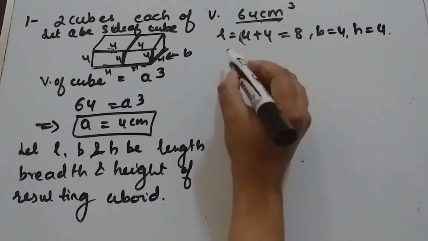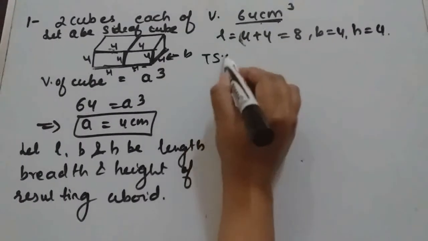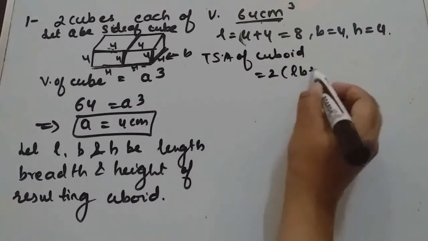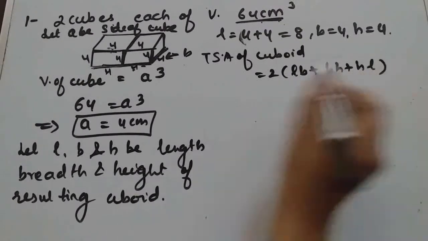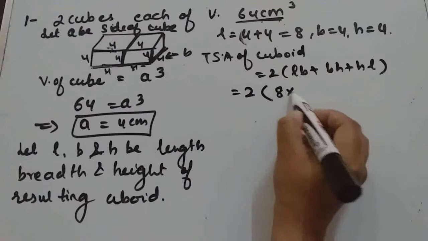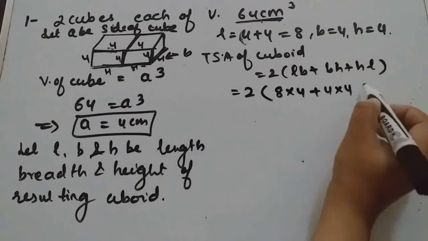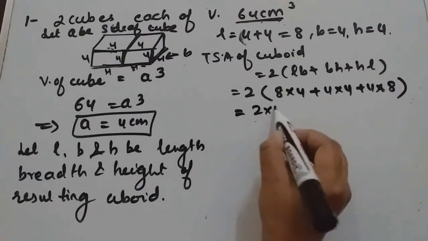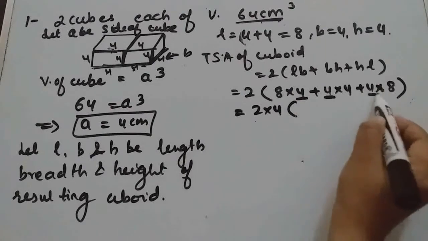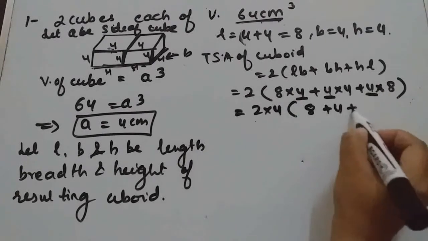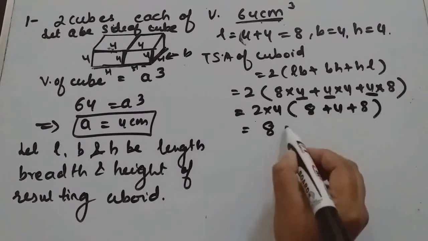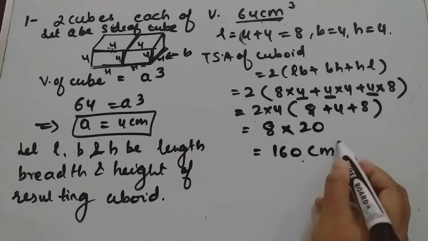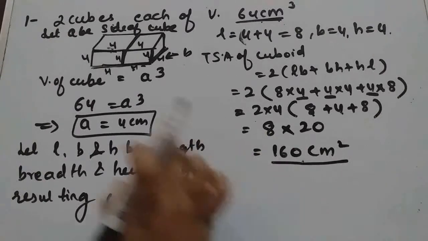Now the total surface area TSA of the cuboid will be, what is the formula? 2 times (LB plus BH plus HL). So 2 times (8 into 4, plus 4 into 4, plus 4 into 8). Okay, so 2 into 4 we can take common. So 8 plus 4 plus 8, this will give 20. So 160 centimeter square is the area of the resulting cuboid.